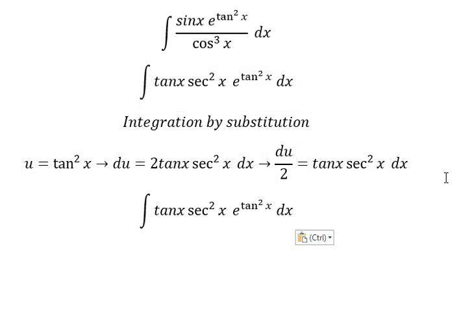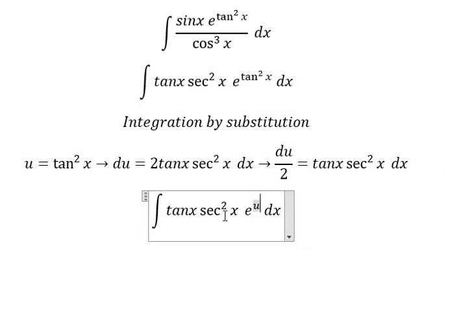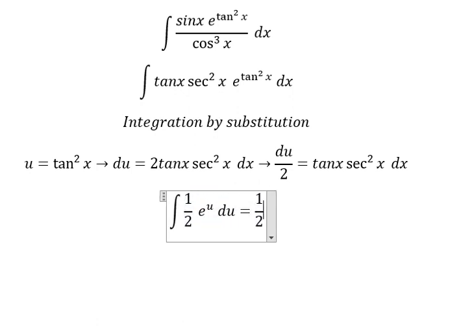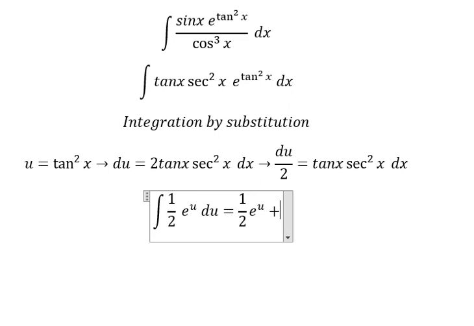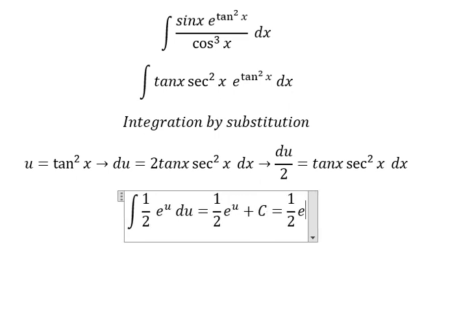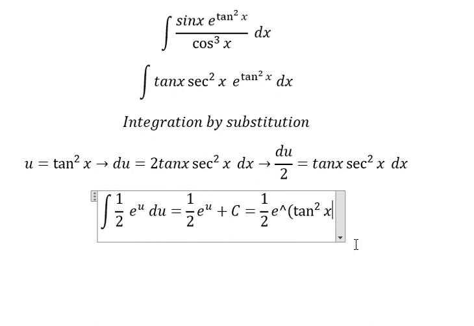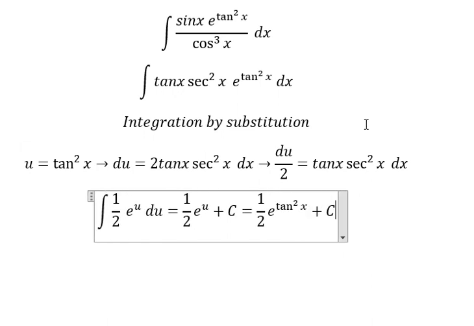So this one we change by u. Tan x secant of x squared dx we change by du over 2. The integration of this one, we have e to the power of u and we put c. Where u is tan x squared. And we put c.